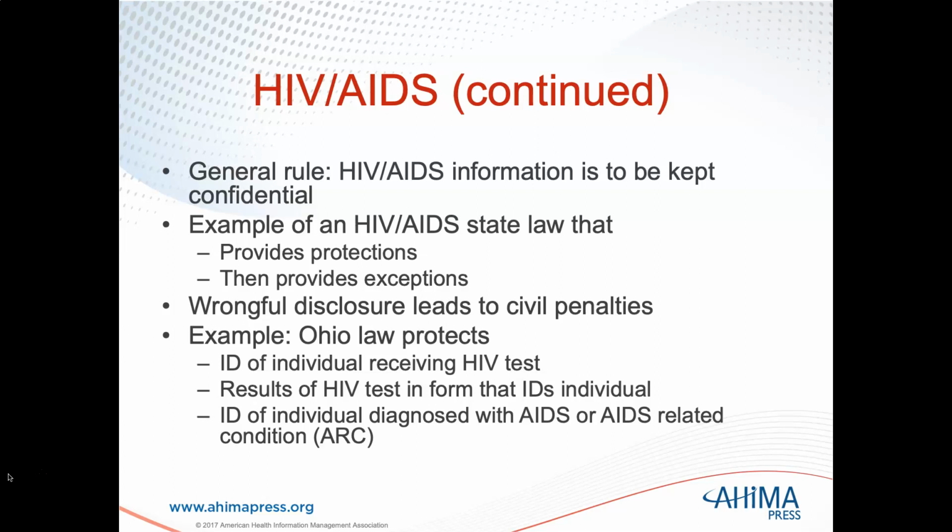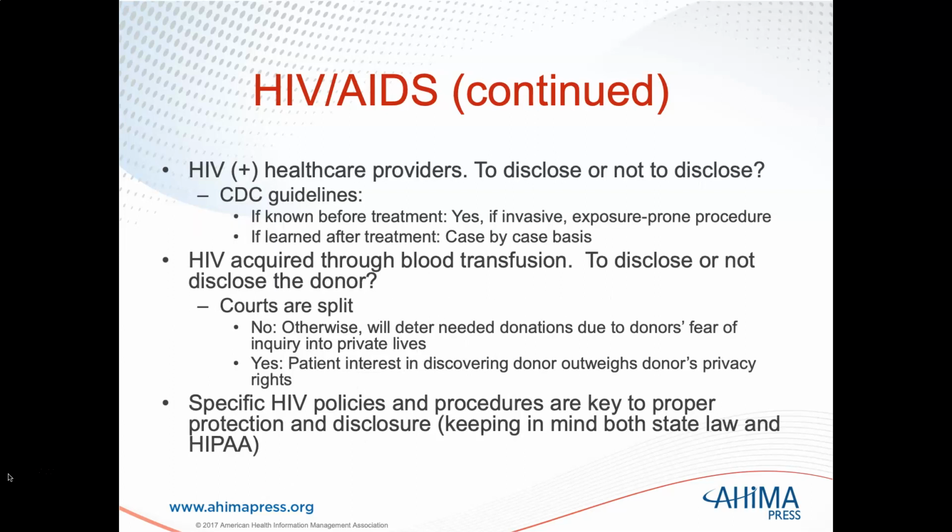And then the example they give us here is of Ohio. If we were close to Ohio, this would be much more helpful, but it gives us an example. Ohio law protects the identity of individuals who receive an HIV test. And the results of that HIV test are also protected, so that they can't go back and identify the individual. And the identity of the individual who is diagnosed with AIDS or an AIDS-related condition is also protected.